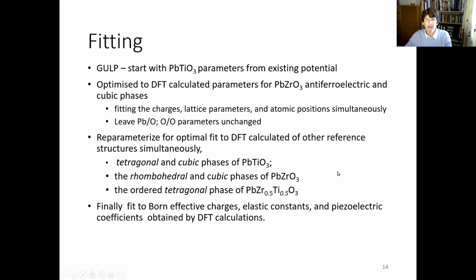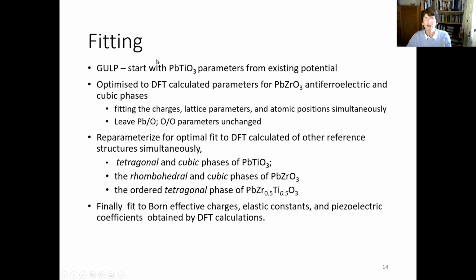So I'm just going to say a few words about fitting the potential, just to demonstrate that fitting potentials is not something to be taken on lightly. You have to go through a number of different processes, and you have to choose what you're fitting it to very carefully and go through different stages of fitting.